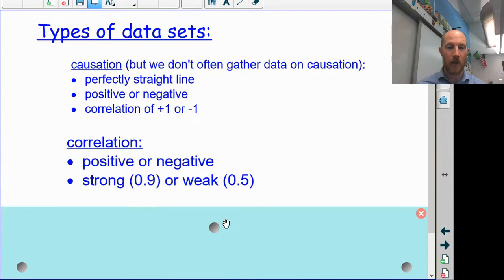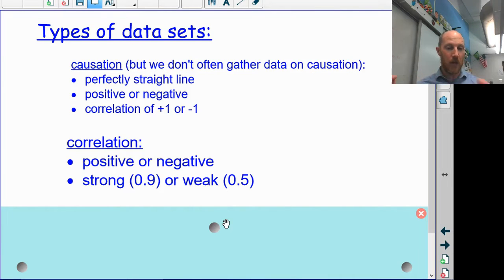Next up is correlation, where these two things are related. We'll see what that looks like on a graph in just a minute. A correlation can be either positive or negative, depending on whether the shape of the dots on the graph are heading up, that would be positive, or heading down, that would be negative. And then we further describe correlation by either strong or weak.